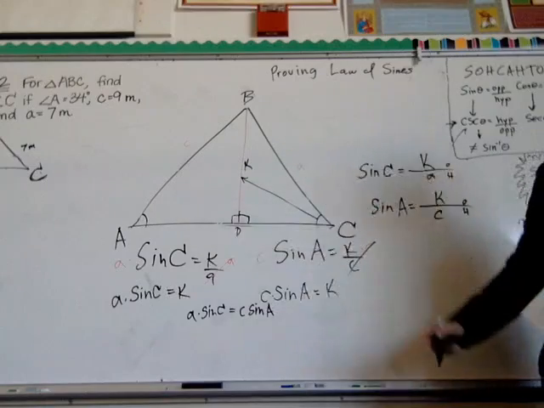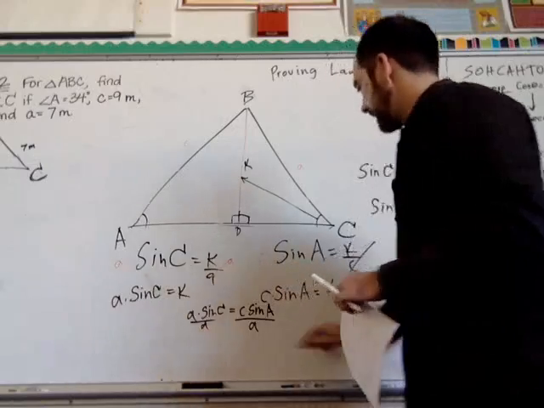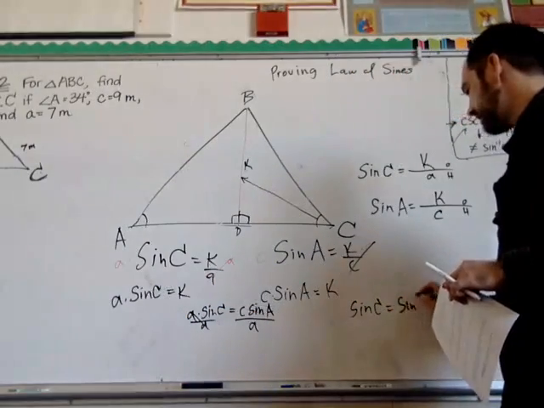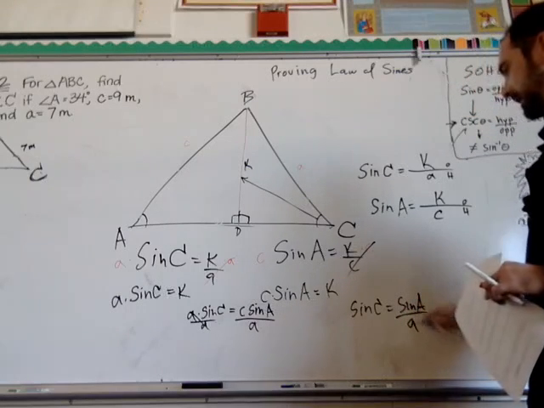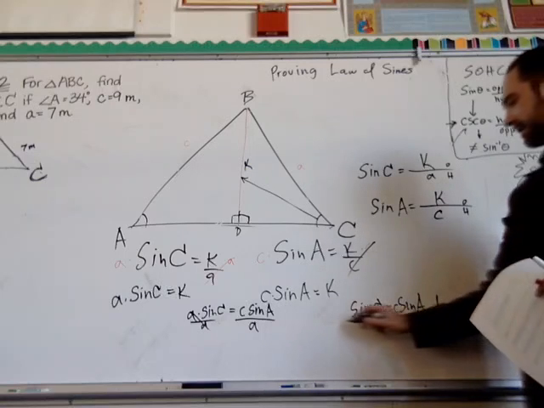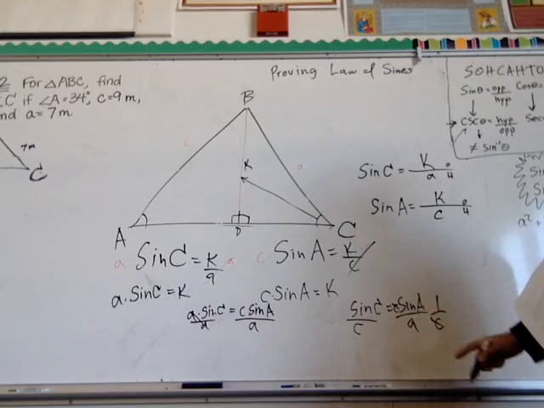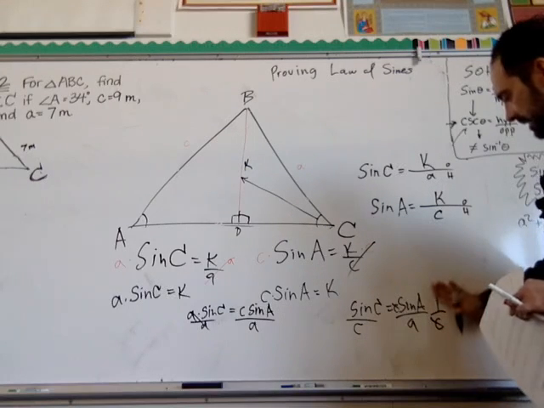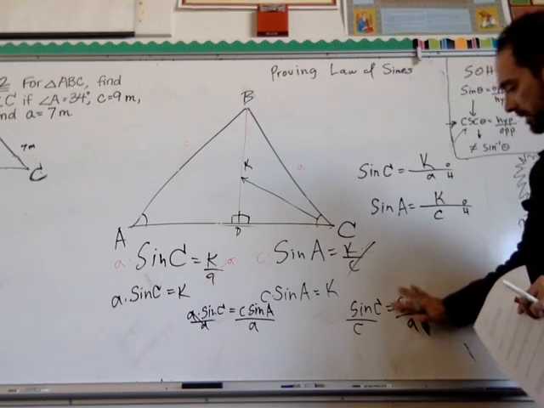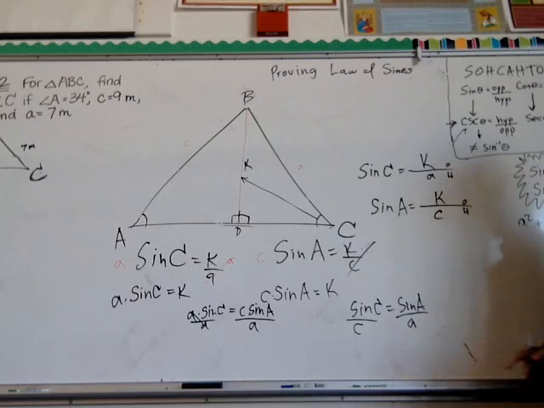Okay, that's it. So how about we divide by A? We divide by A. That's going to end up with sine of C is equal to sine of A over A, and there's a C up here too. So now I need to divide by C, gone, gone. All right, we do it to both sides, we're okay. So from that, I'm just going to erase this part because we got rid of it. Sine of C over side C is equal to the sine of A over side A.